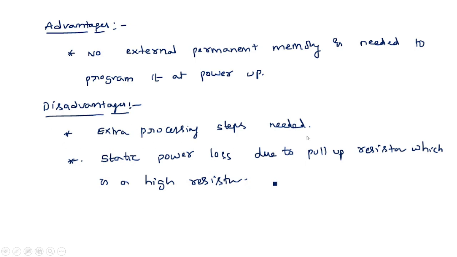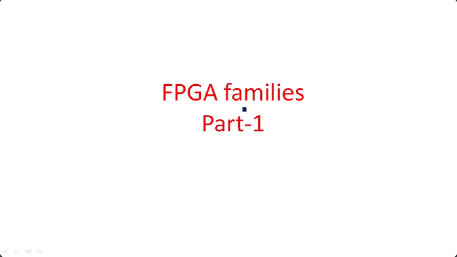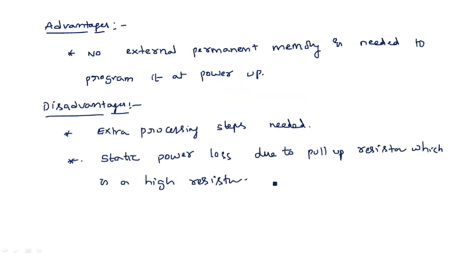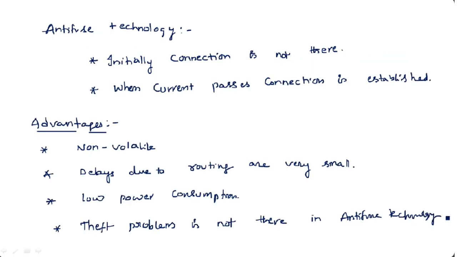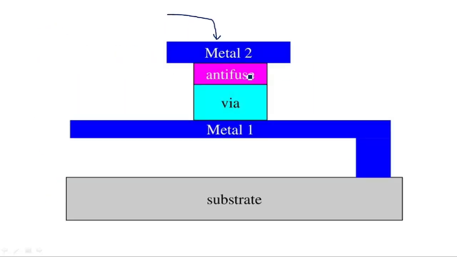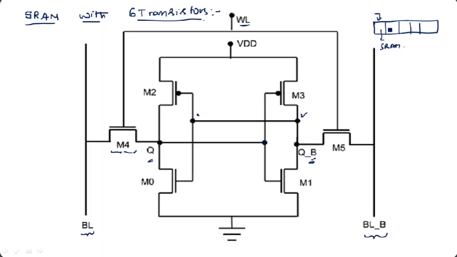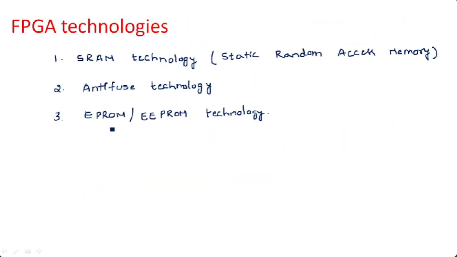Disadvantages: extra processing steps are needed, and there is static power loss due to pull-up resistors, which are high resistance. There will be static power loss in the EEPROM. These are the disadvantages. Coming to FPGA families, are these technologies fine? Please give a response so that I can move forward. You have three technologies: SRAM technology, antifuse technology, and EEPROM technology.